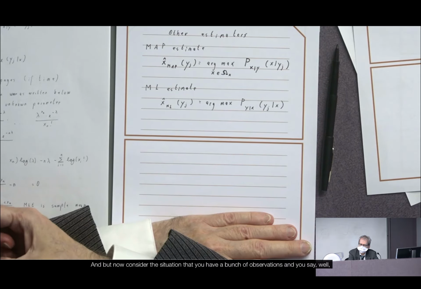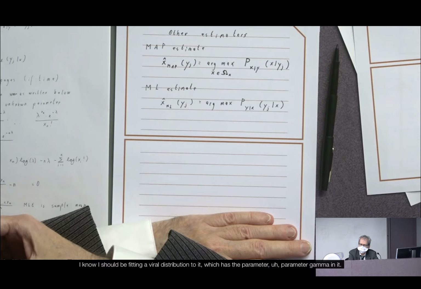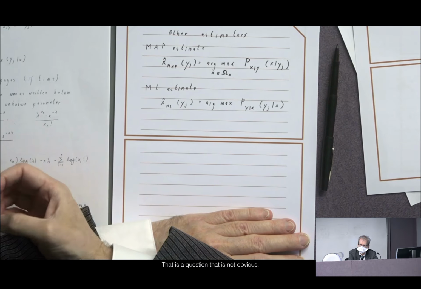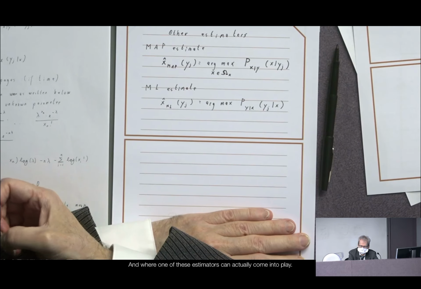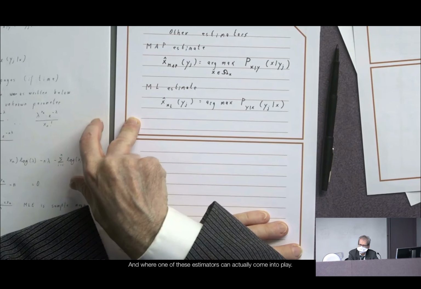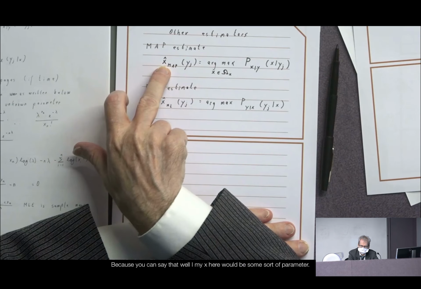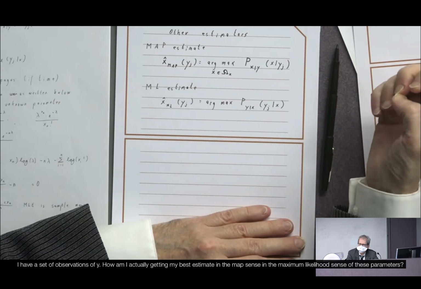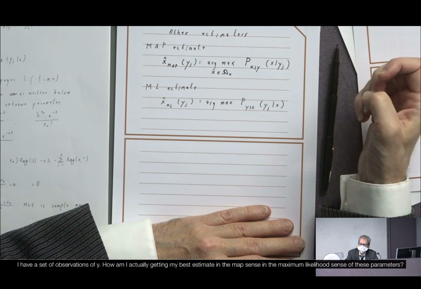But now consider the situation that you have a bunch of observations, and you say, well, I know I should be fitting a Weibull distribution to it, which has the parameter gamma in it. And what is the best way to estimate the gamma? And that is a question that is not obvious, and where one of these estimators can actually come into play, right? Because you can say that, well, my x here would be some sort of parameter. I have a set of observations y. How am I actually getting my best estimate in the MAP sense, in the maximum likelihood sense of these parameters?